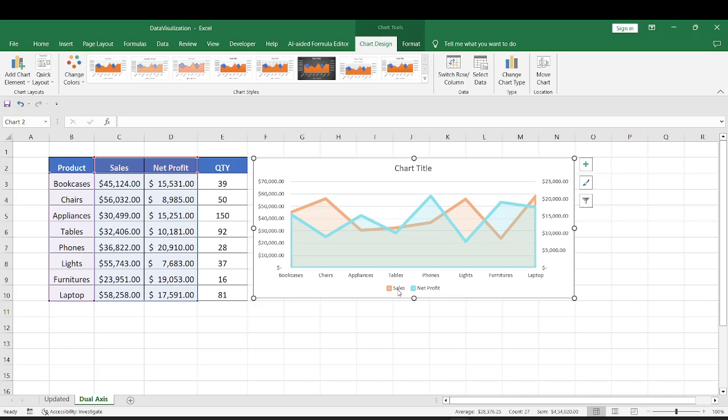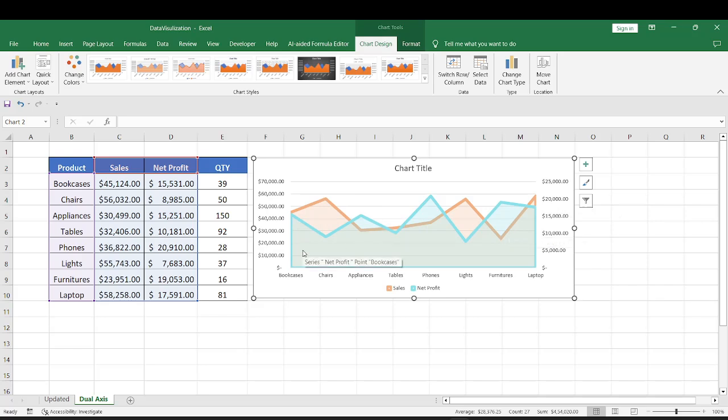From the color legends we understand that orange is for sales and the blue one is for net profit. When you look at the net profit lines, the net profit is increasing for all these products, and we see that the net profit is pretty high for phones, and the least one we see here is for lights. And for sales, when we look at the lines for sales, we see that the highest sales was for laptop and the least sale is for furnitures.